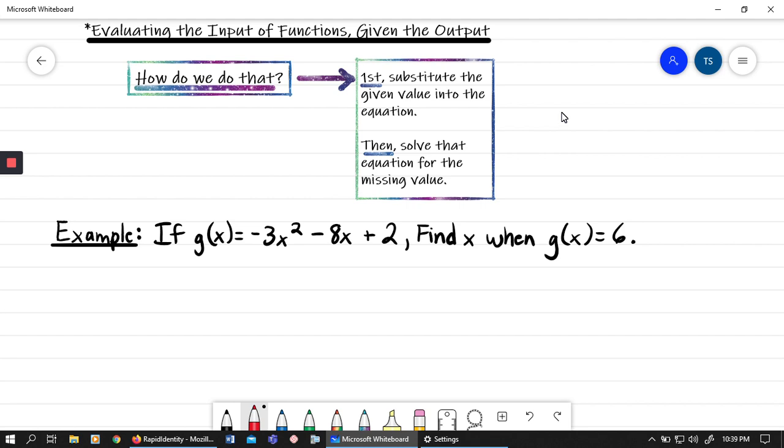First off, you need to substitute the given value into the equation. Then, what you gonna do? You're gonna solve that equation for the missing value that they're asking you to find.